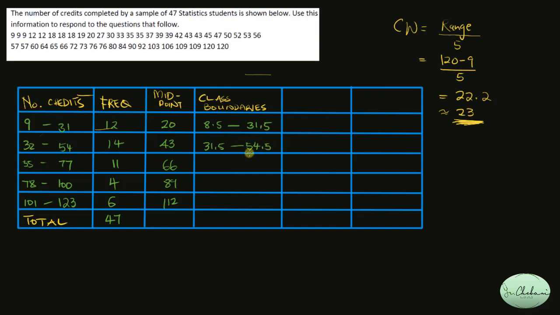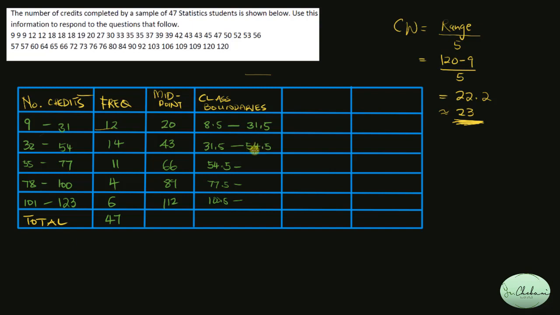What then happens is, to find the lower boundary of the next class, you just add the class width to 31.5. If you add 23 to 31.5, it will get us to 54.5, right? Then we add 23 again to 54.5, we get to 77.5, right? And then 77.5 plus 23, we get to 100.5. Okay, and then we find the upper limit, right?